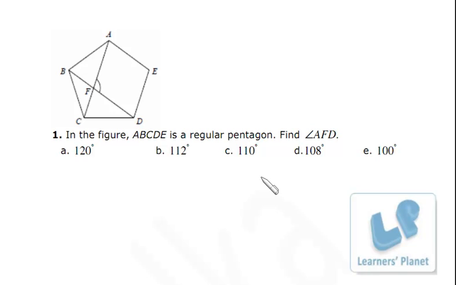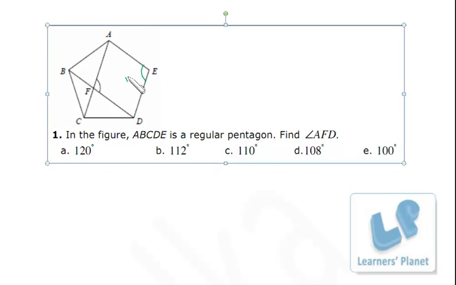Now let's see this problem. In the figure, ABCDE is a regular pentagon. Find angle AFD. That is this marked angle we have to find out. Now in a regular pentagon, each angle is 108 degrees, right? That means this is 108, this is 108. Now BC is equal to BA because it is a regular pentagon. That means in triangle BCA, this angle will be equal to this angle, right?